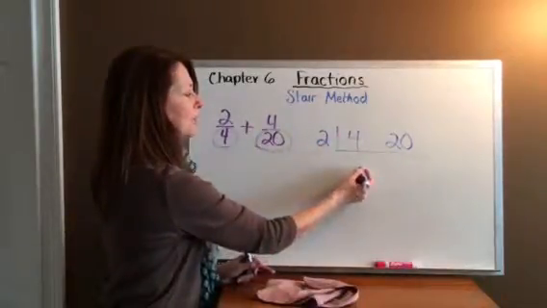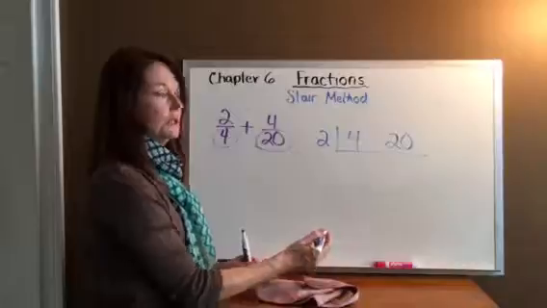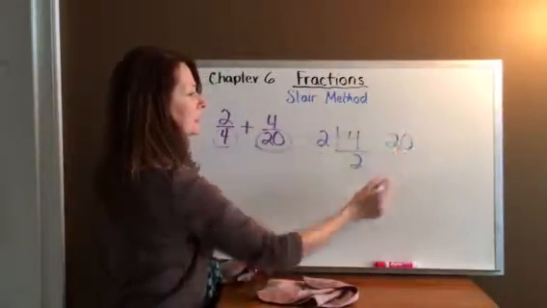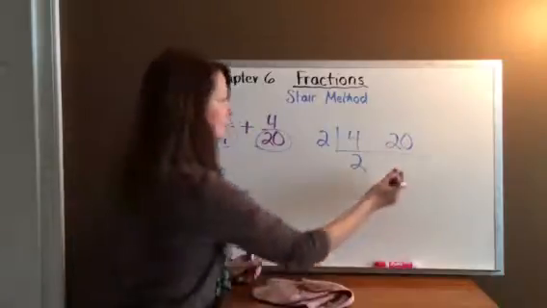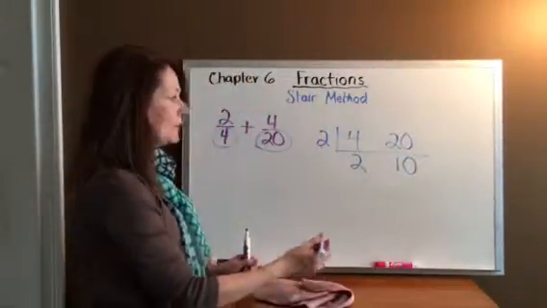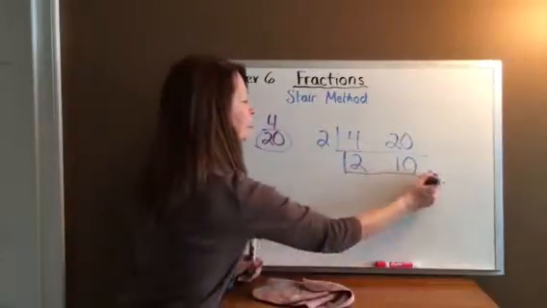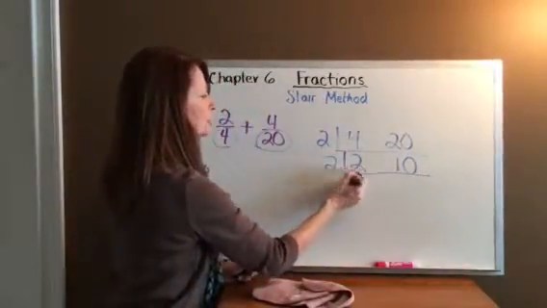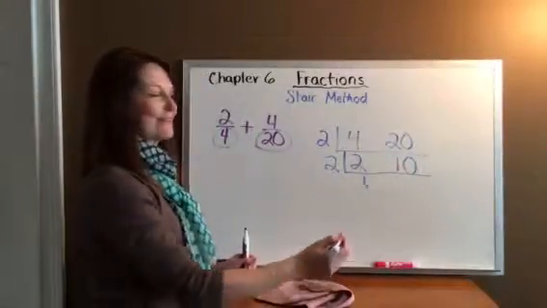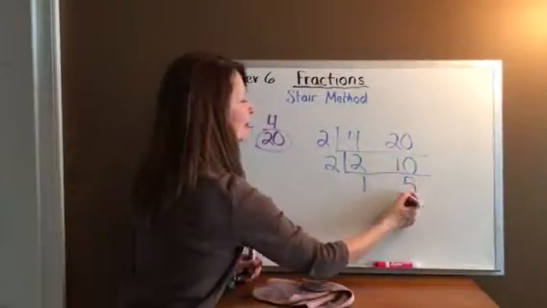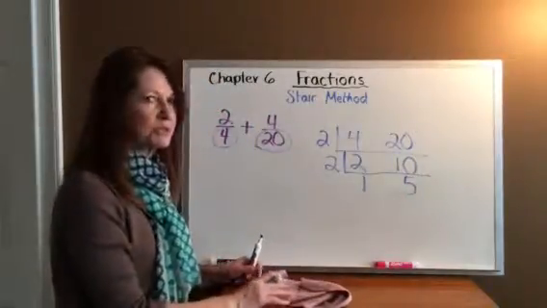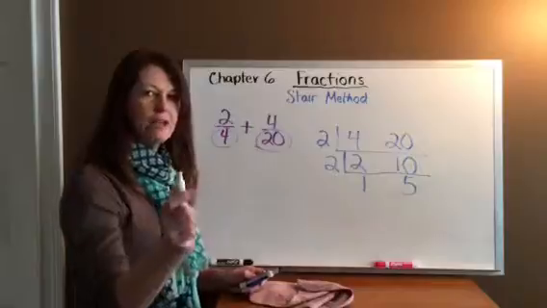2 times what is 4? 2. 2 times what is 20? 10. Can we do that again? Absolutely, we can. They're both even numbers. So 2 will go into 2 one time. 2 will go into 10 5 times. All right. And we cannot go any lower than that. Those are both prime numbers. So we're done. Make your L.